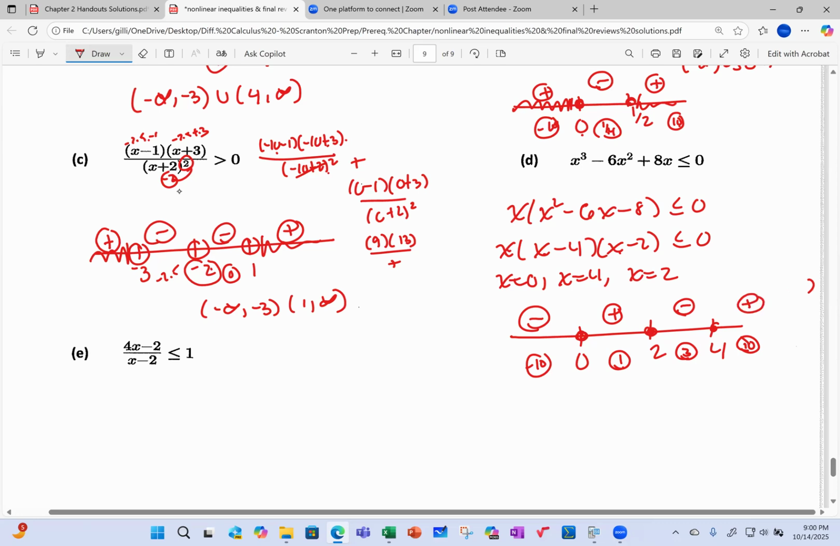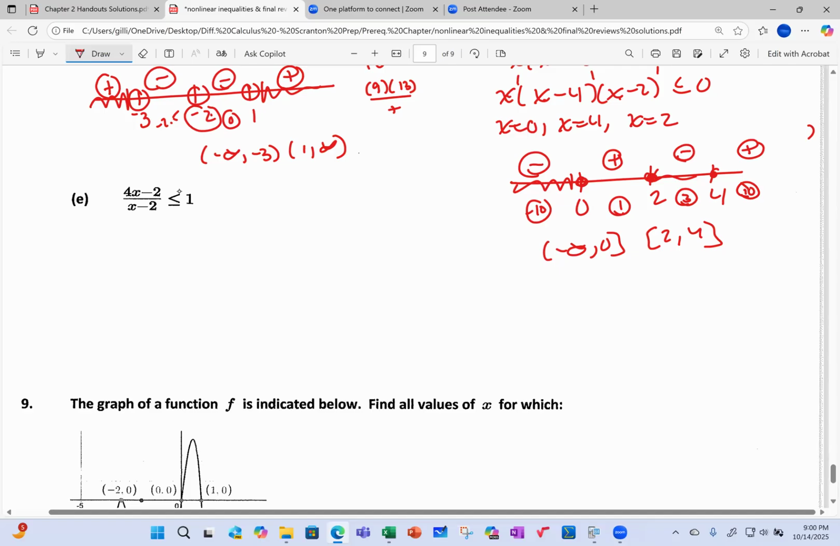All signs are alternating. These are all odd powers, so they should alternate. Where am I less than or equal to 0? Where the number line is negative. So negative infinity to 0 bracket, and then from 2 to 4. Bracket because of the equal to.